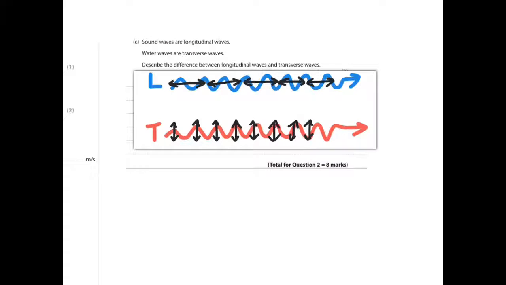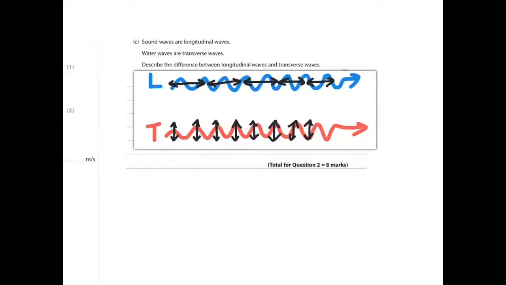Sound waves are longitudinal waves. Water waves are transverse waves. Describe the difference between longitudinal waves and transverse waves. Basically, there are 2 types of waves. The wave always travels forward, whether it's longitudinal or transverse. The difference is the effect that wave has on surrounding particles.